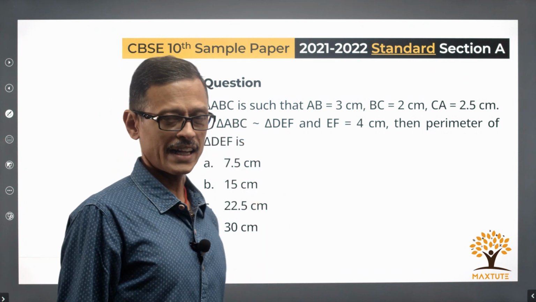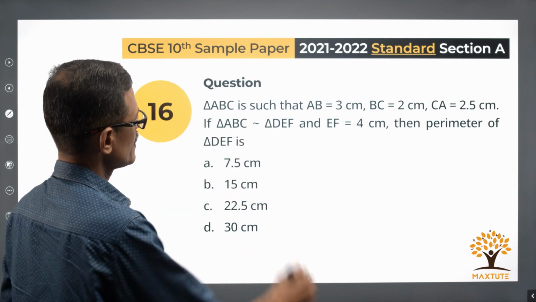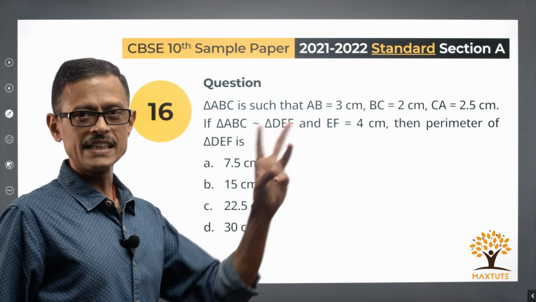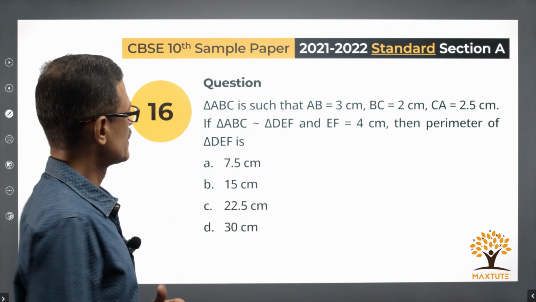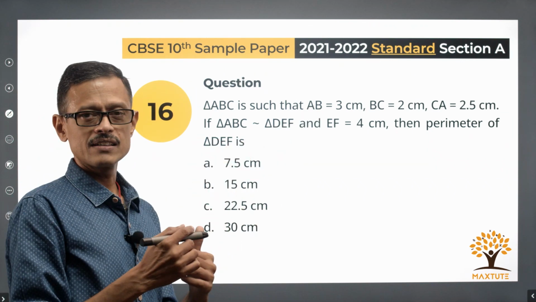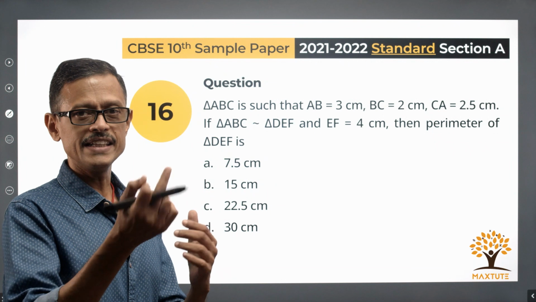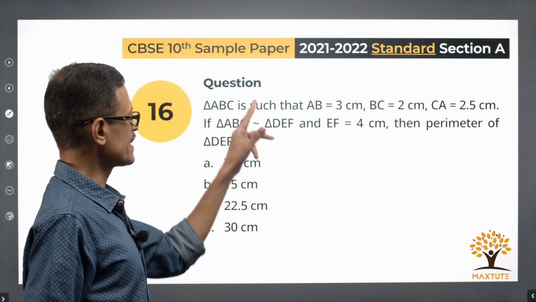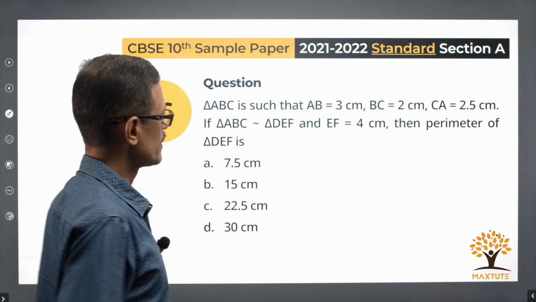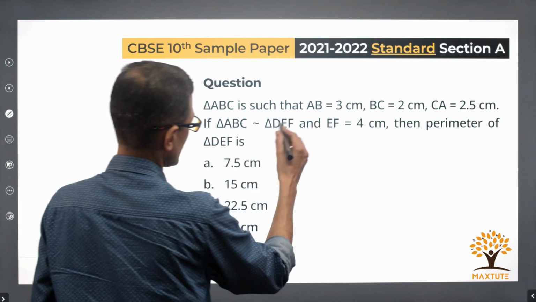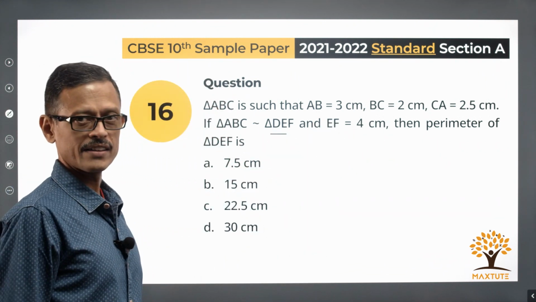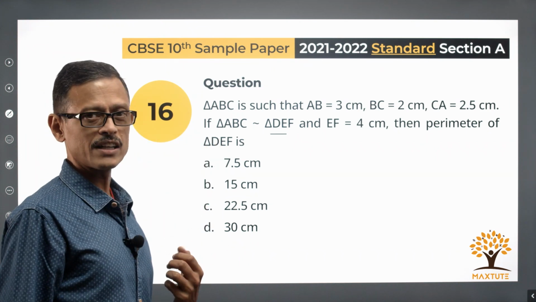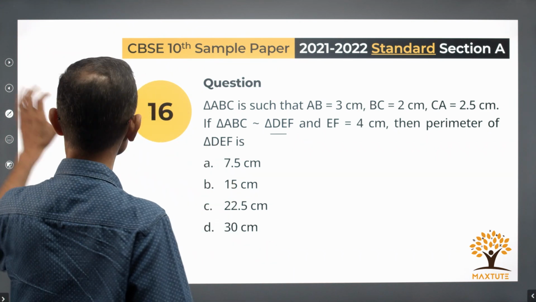Again, we are talking about similar triangles. ABC is such that the three measures of sides are given: 3, 2, 2.5. We'll check it out in the next slide. ABC and DEF are similar, which means A, D, B, E, C, F are corresponding vertices, and AB, DE, BC, EF, AC, DF are corresponding sides, right? One of the sides of the second triangle is given, which is equal to 4 centimeters. What we need to find out is the perimeter of triangle DEF. Again, a very simple question, right?